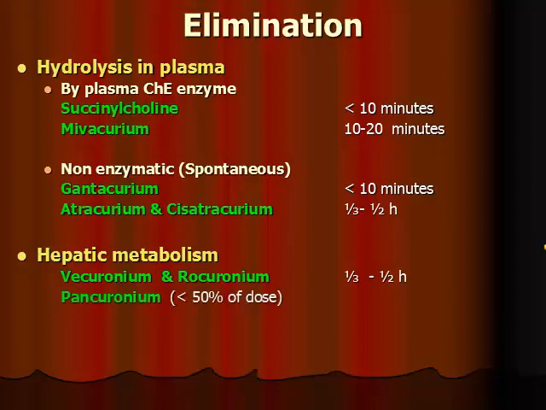Pancuronium has a dual mode of elimination. About 45% of the dose is metabolized in the liver. It has a duration of action between 30 and 45 minutes, since it releases an active metabolite, which is 40 to 80% as potent as the parent drug. The last method of elimination is through renal excretion. This is the slowest method of elimination.